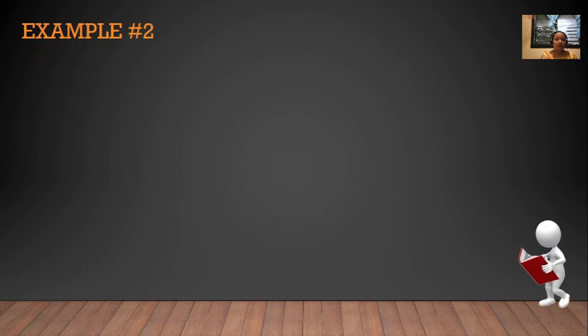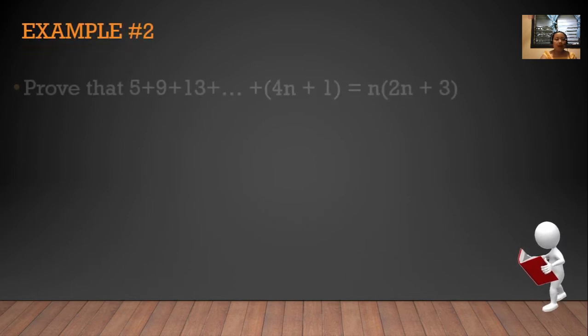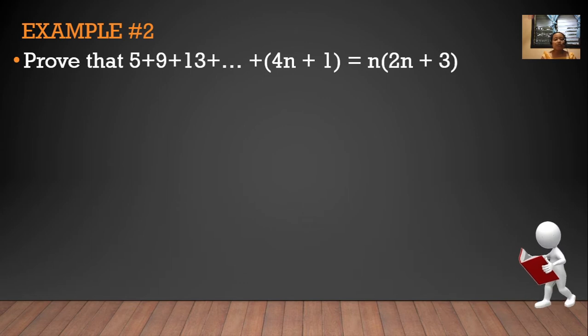So for example number 2, we have: prove that 5 plus 9 plus 13 plus ellipsis plus the quantity of 4n plus 1 is equal to n times the quantity of 2n plus 3. So we are going to follow the mathematical induction steps.